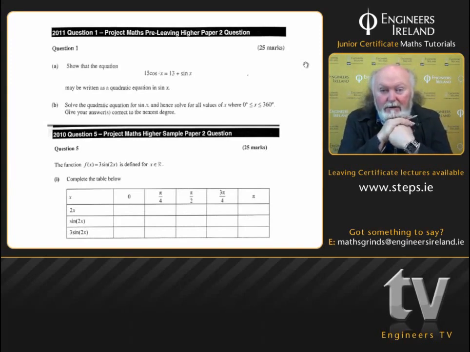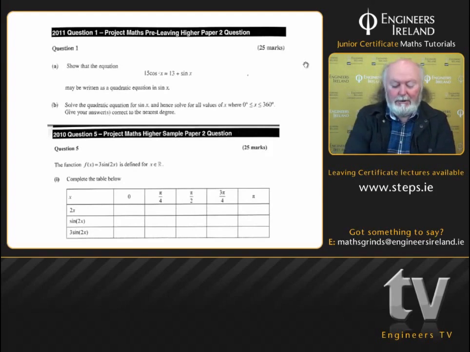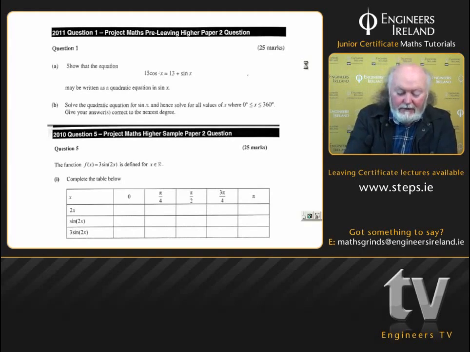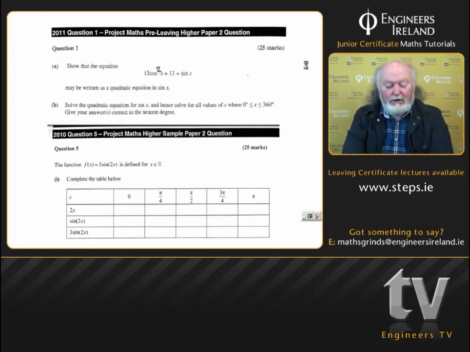Let's look at this particular question. Now, it's from a paper that got withdrawn by the department after they had released it, but there's still nice and useful things in here. Now, by the way, that's cos squared. We're asked to show that that equation may be written as a quadratic. Okay, it's not a difficult thing.